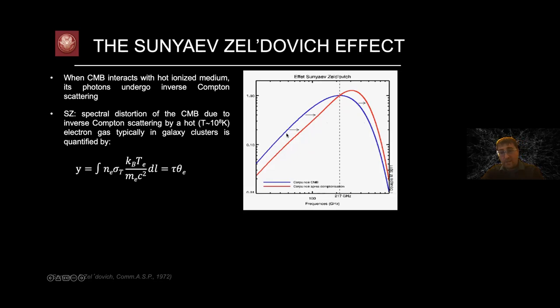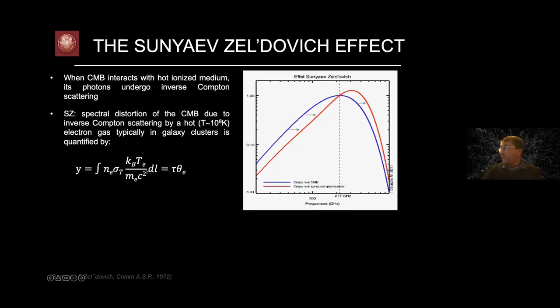Okay, so the CMB is the blue spectrum. When the photons go through a hot electron gas in a galaxy cluster, they get boosted to higher energy and they become the red curve you have here. So the spectrum of this effect is, to a first approximation, a universal spectrum. And the quantity that describes the intensity of the spectrum is this Comptonization parameter that I described here. So this is a spectral distortion whose magnitude depends on the Y parameter, which is proportional to the integral along the line of sight of the electron density times the electron temperature. So it's linear in electron density and linear in electron temperature.